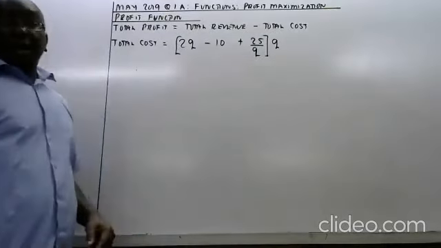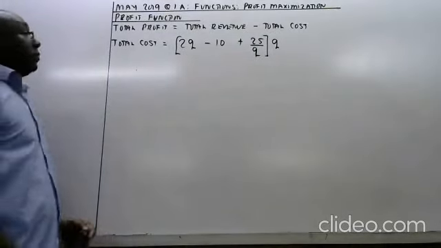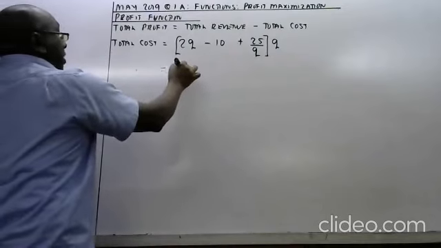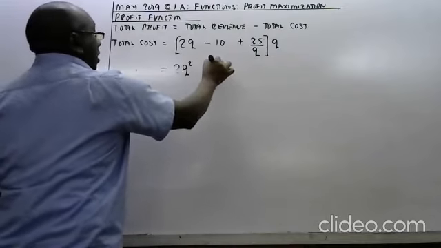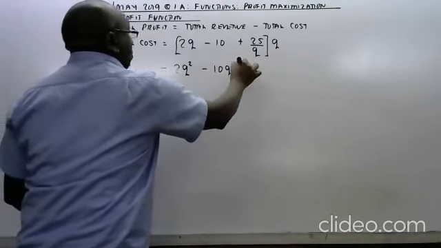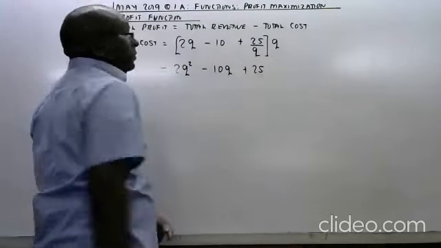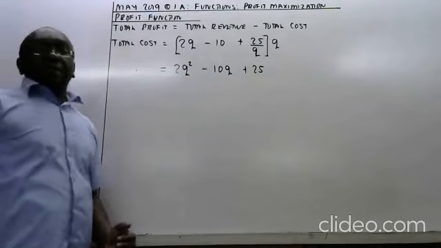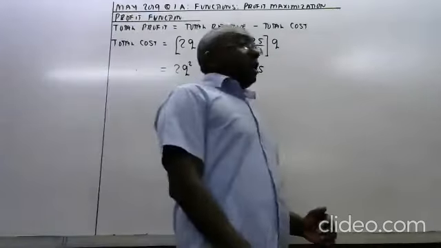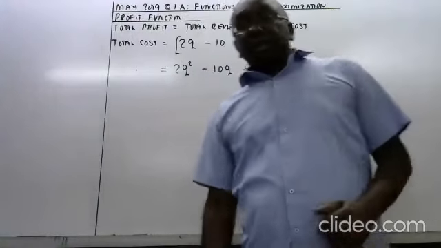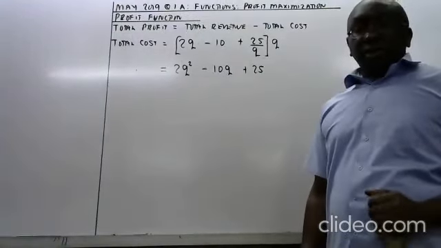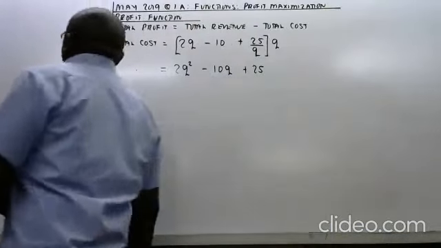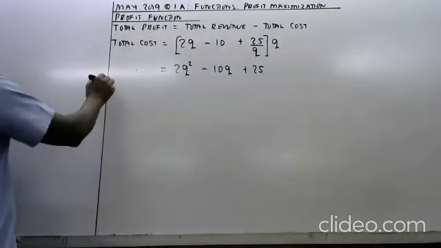We need to multiply by Q. So when you multiply, it opens up as 2Q squared minus 10Q plus 25. That is how it opens up as your function for the total costs. We now seek to get the total revenue.